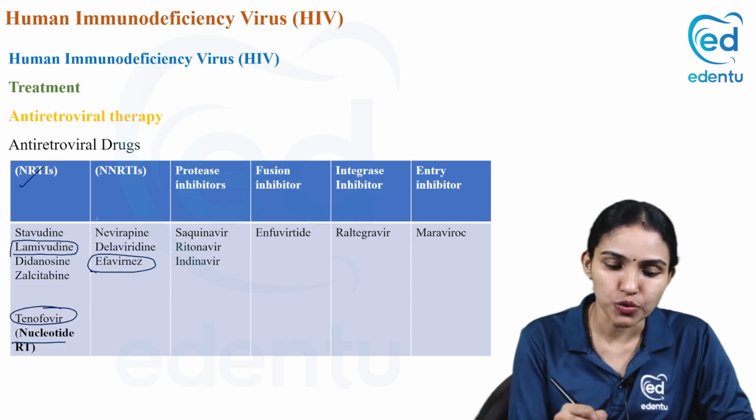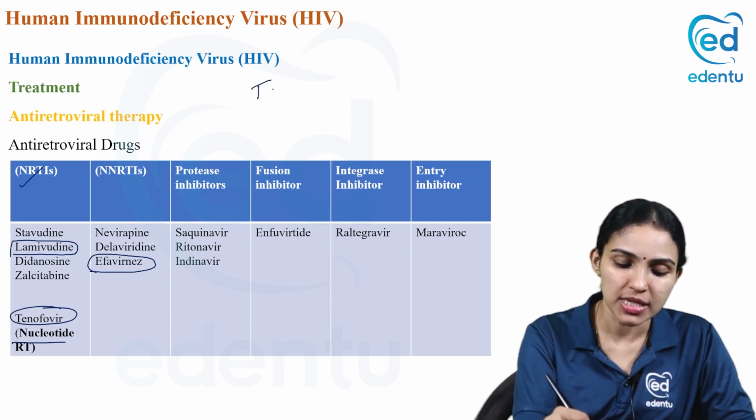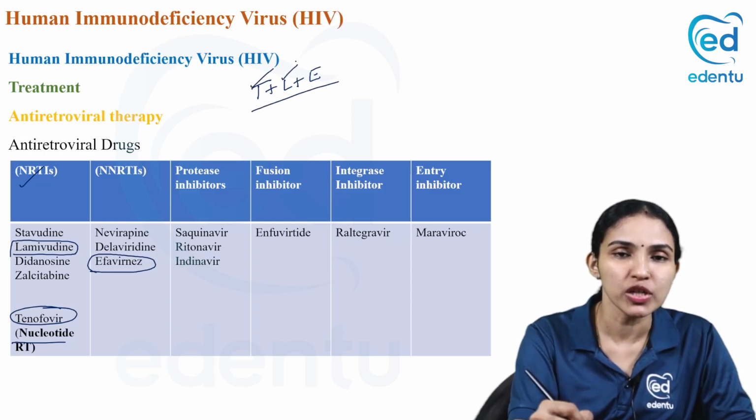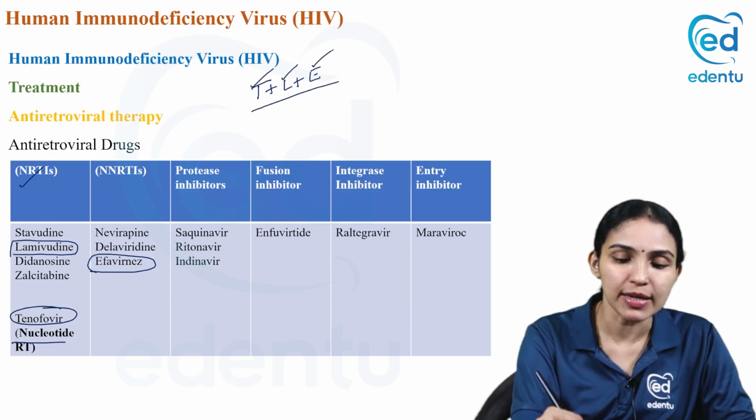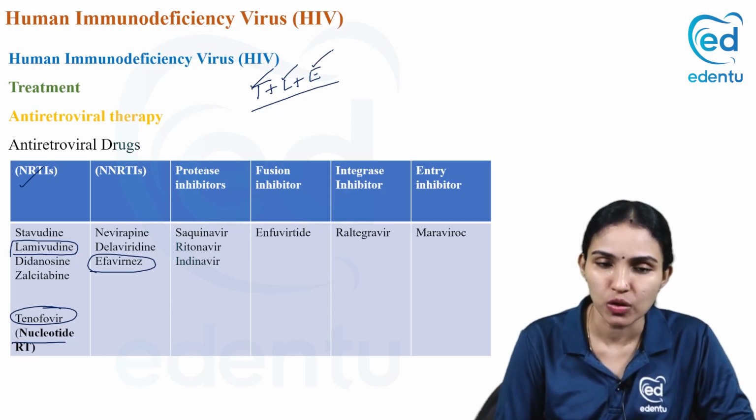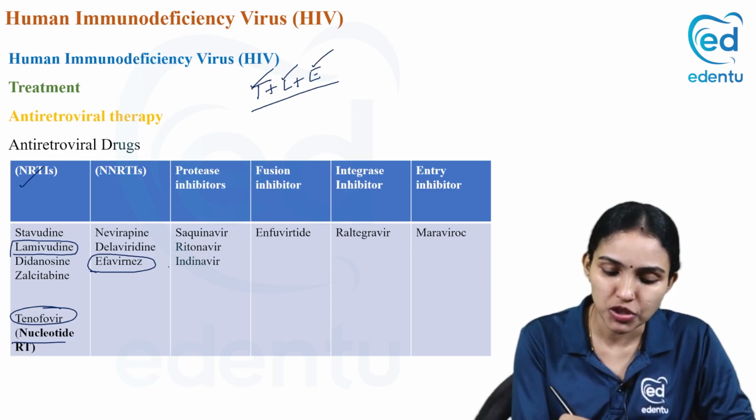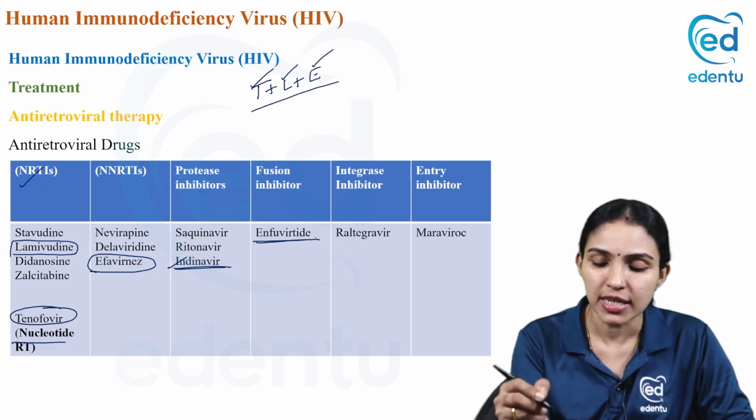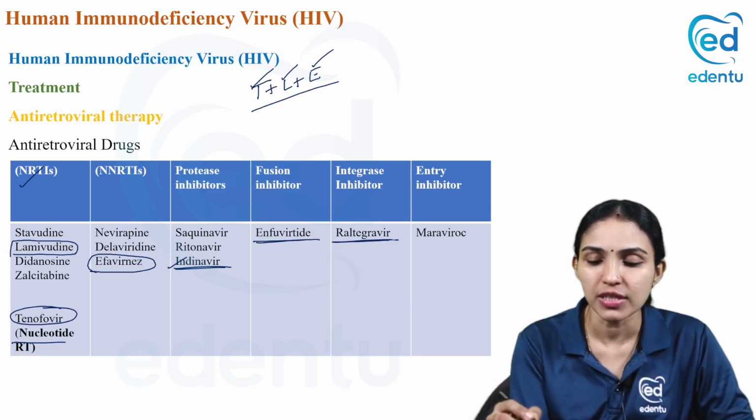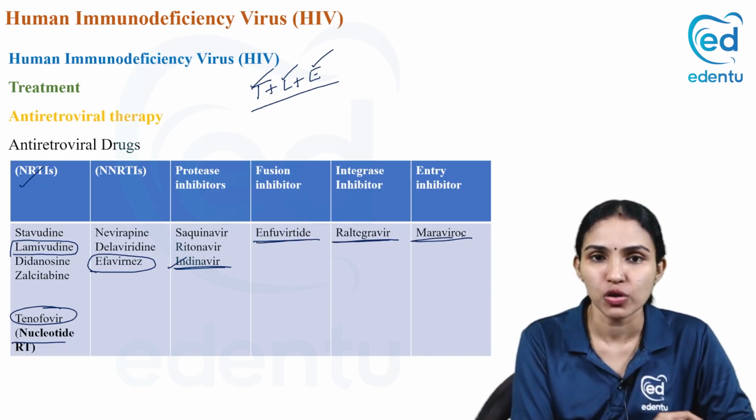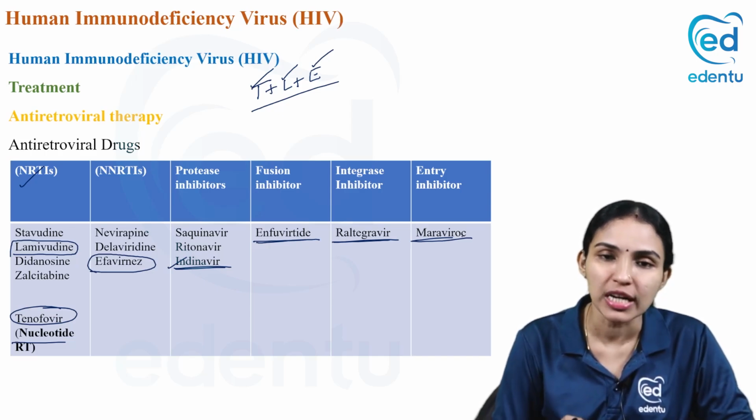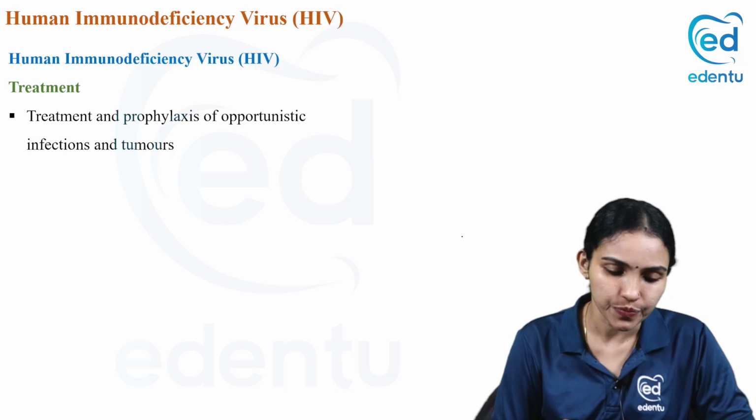So this is what I told you. What we commonly use for treatment is tenofovir plus lamivudine plus efavirenz. Tenofovir is a nucleotide analog, lamivudine is a nucleoside analog, and efavirenz is a non-nucleoside analog. Examples: for a protease inhibitor, you can remember indinavir; fusion inhibitor, enfuvirtide; integrase inhibitor, raltegravir; and entry inhibitor, maraviroc. So these are the advanced drugs. At least remember TLE: tenofovir, lamivudine, and efavirenz.